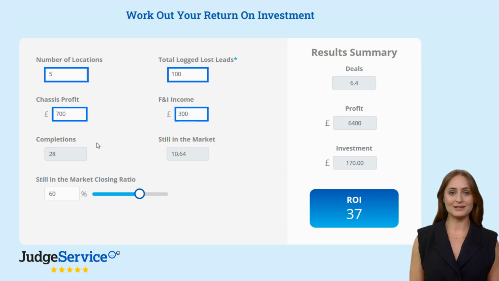At this point, the tool will calculate for you the estimated number of survey completions and how many of those are still in the market. Step 5. Enter your estimated closing ratio as a percentage for those still in the market leads. Once that's entered, you'll get immediate results. How many additional deals you could win, what extra profit that equals, your investment cost, and your projected ROI.